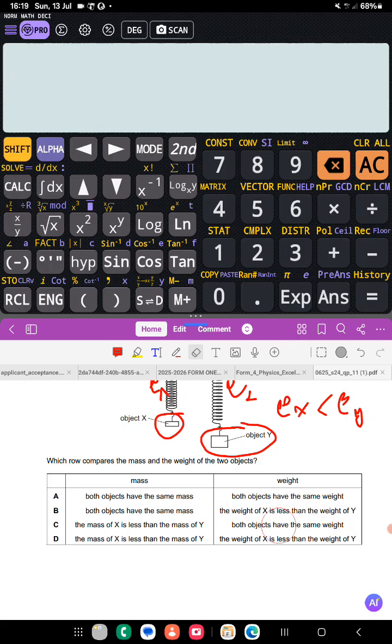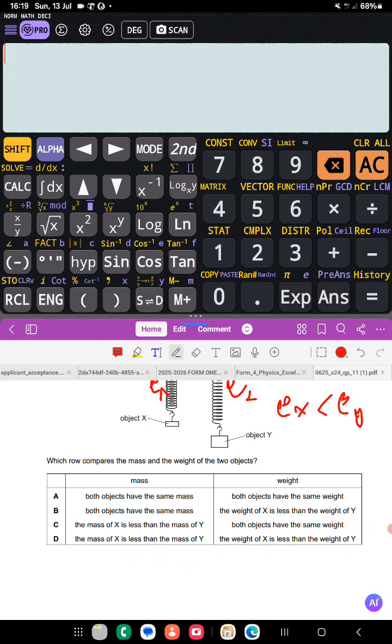It cannot be true, because if they had the same weight, it means they could be extended by the same magnitude. Let's look at D. The mass of X is less than the mass of Y. True. The weight of X is less than the weight of Y. Yes.